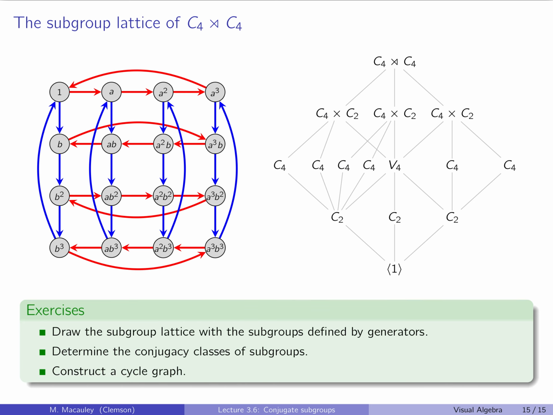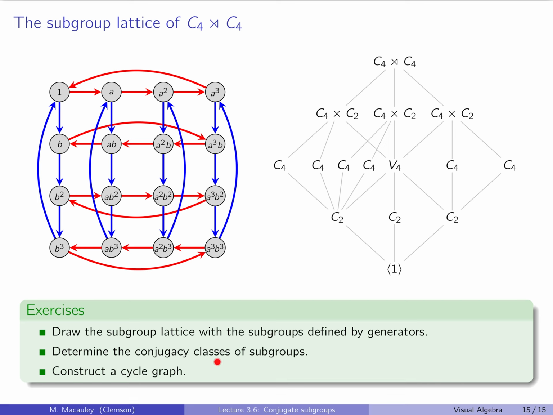I can't end this lecture without showing you the subgroup lattice of the semi-direct product of C4 with itself, and here it is alongside the subgroup. Notice that I'm just labeling the subgroups by isomorphism type, and I always leave as homework in my class a problem that involves the following steps. First of all, redraw this subgroup lattice, but label the subgroups with generators instead of isomorphism type. Also, determine the conjugacy classes of the subgroups, and construct a cycle graph.